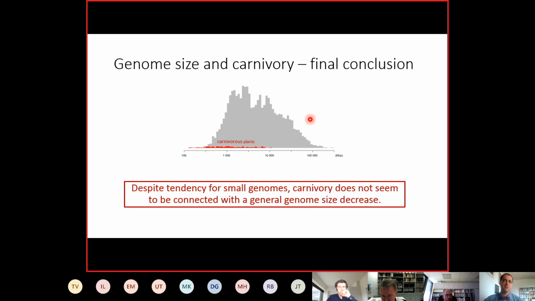The final conclusion for genome size and carnivory is therefore that despite some tendency for small genomes in carnivorous plants, carnivory does not seem to be connected with a general genome size decrease when we compare the carnivorous plants with their closest relatives. It might be that carnivory is such a successful adaptation that it can actually counterbalance the nutrient deficiency and it can relax the pressure on the genome size.